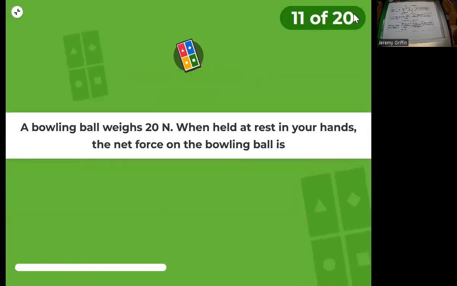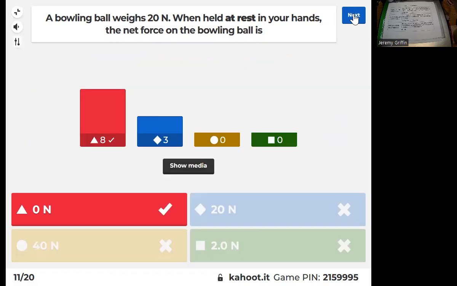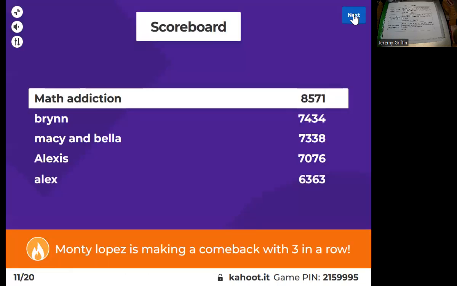Bowling ball weighs 20 newtons. When held at rest in your hands, what is the net force? Yeah, 0 newtons. Anything that's just hanging out at rest is a type of equilibrium, and anything in equilibrium is 0 net force, right? So holding a bowling ball at rest in your hands, you've got 20 newtons down, 20 newtons up from your hands. Cancels out. 0 net force.